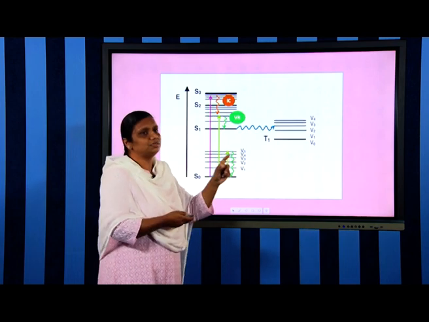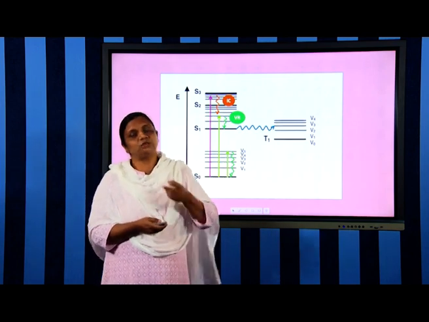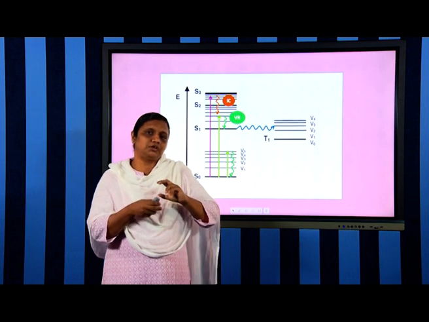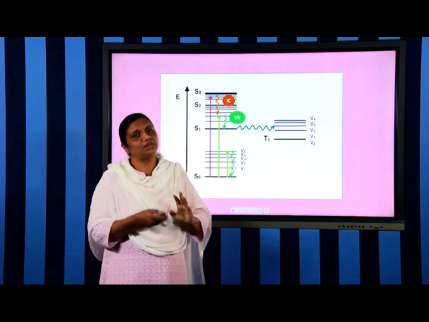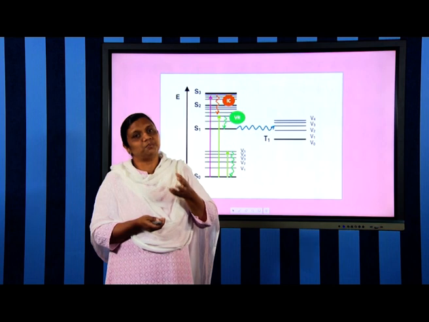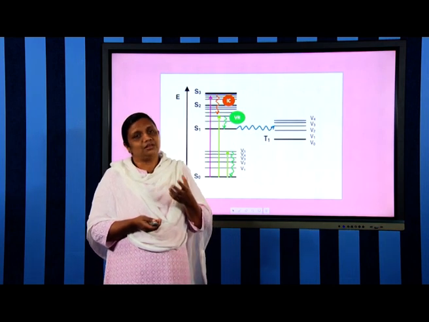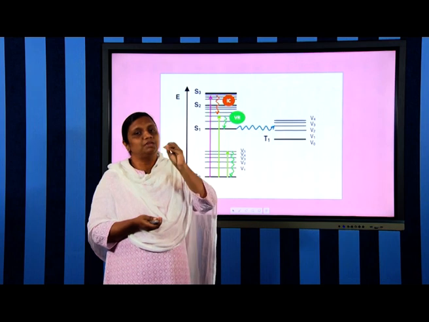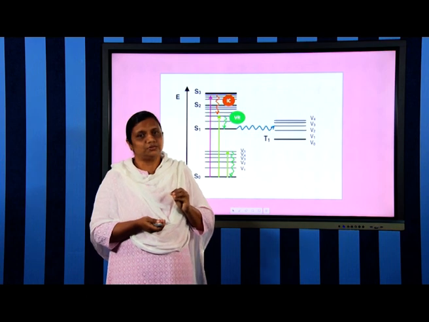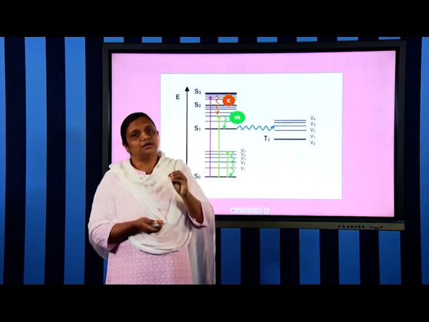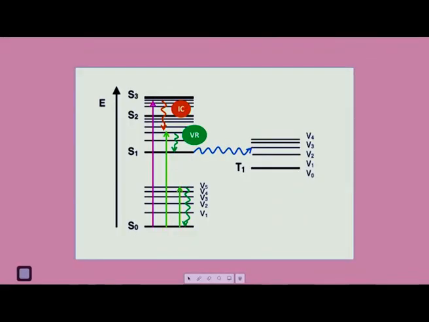Now, when this happens, there will be spin flipping, the spin of the electron will change. Until now, when we were talking about internal conversion and vibrational relaxation, the spin of the electron has not changed. The electron is in the singlet state. The spin multiplicity is 1, it is in the singlet state. But when intersystem crossing happens, the spin changes and it moves on to the triplet state.